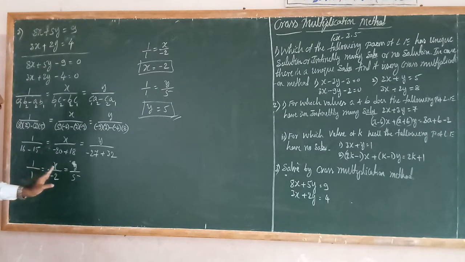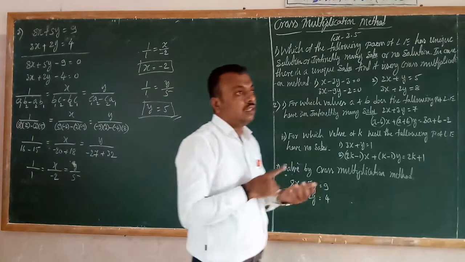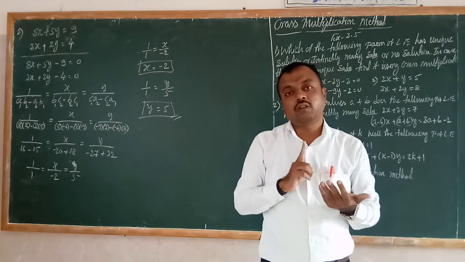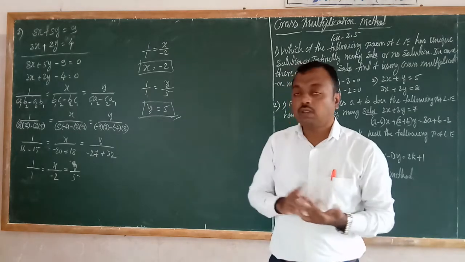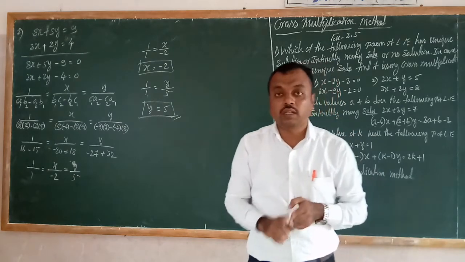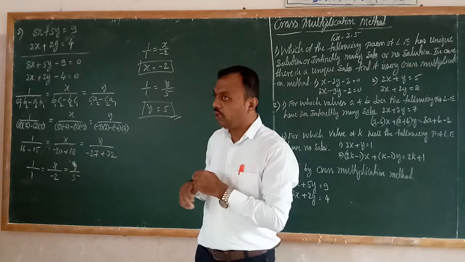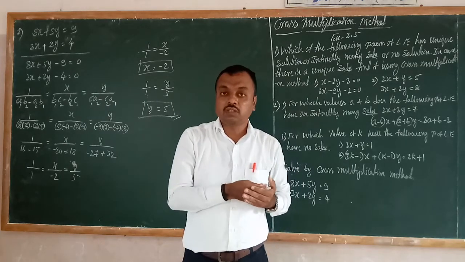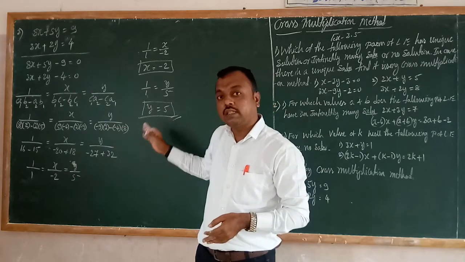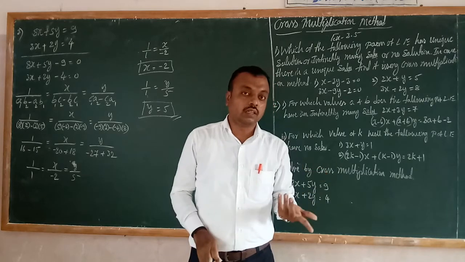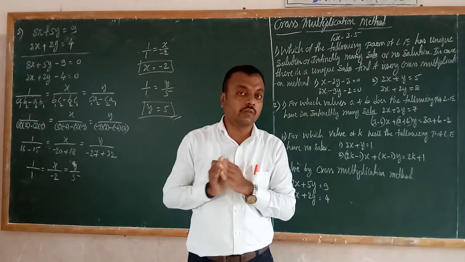So like this, we have to solve a pair of linear equations by the cross multiplication method. Okay, students. Among the three methods, the first one you learned is the substitution method, the second is the elimination method, and this is the cross multiplication method. Among these three methods, the easiest method is the elimination method. If someone does not understand the substitution method or cross multiplication method, you can solve it easily by the elimination method. I think the elimination method is better for solving a pair of linear equations.